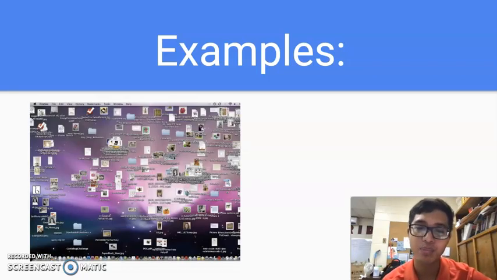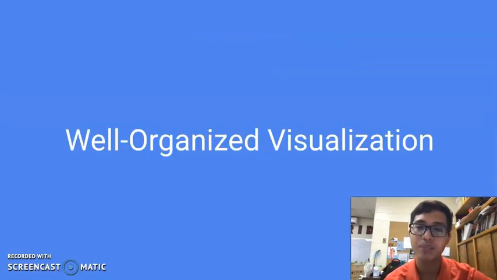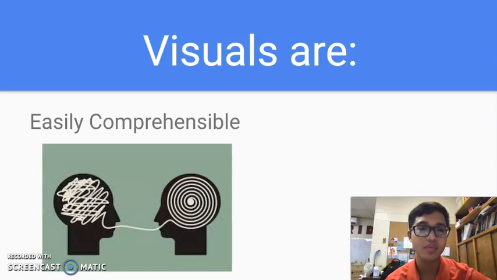Here's another example. You can clearly see that this computer screen is just all over the place. Nothing is organized. You've got files everywhere, pictures. There's no sort of cleanliness or organization to this screen. So we want to make sure that our slides or information presented is always well organized.